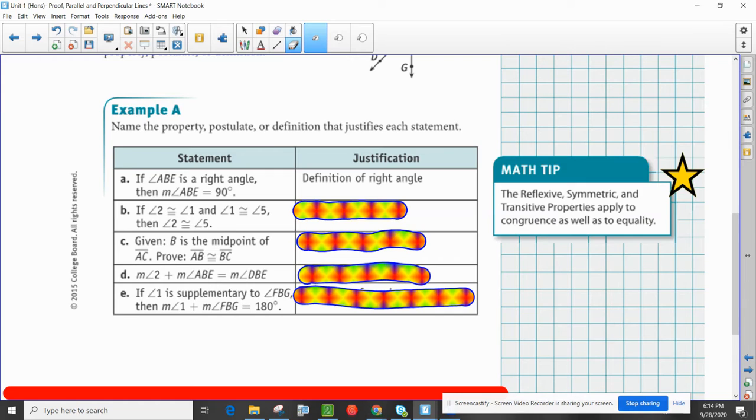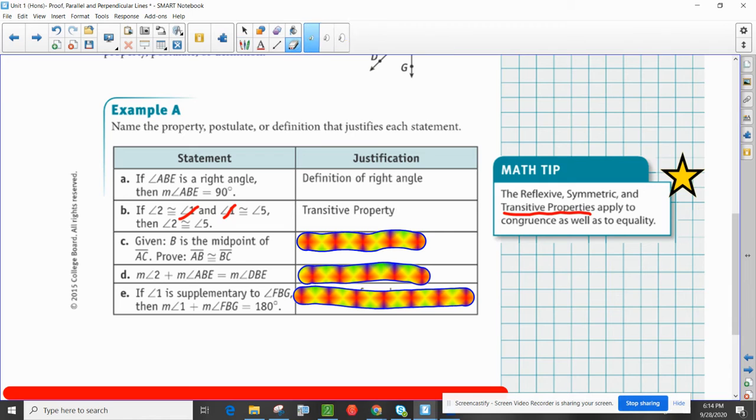Let's look at this. If angle 2 is congruent to angle 1 and angle 1 is congruent to angle 5, then angle 2 is congruent to angle 5. Let's think about what property that's going to be good for. We haven't talked about this one at all, but this is the transitive property. Your book does point this out over here on the right. You can apply that for congruence. If we take angle 2 equal to angle 1 and angle 1 equal to angle 5, angle 1 is the middleman, so we can cross him out and put our 2 on the ends congruent to each other.